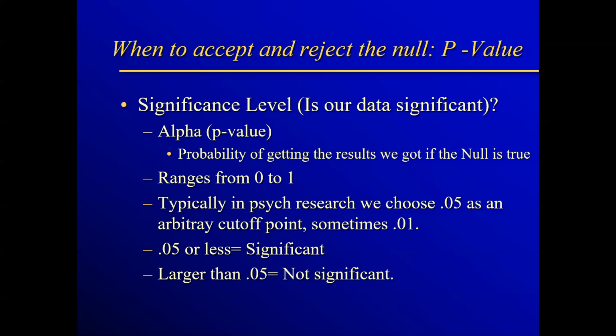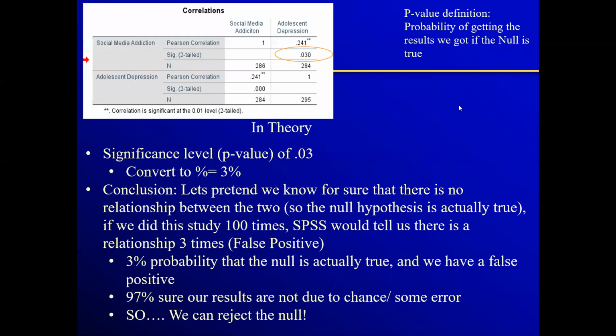So if you run your analyses in SPSS, and you see a p-value that is 0.05 or less, that means your results are significant. And once again, we'll talk about what that means in a little bit. If you have a p-value that's larger than 0.05, it means your results are not significant.